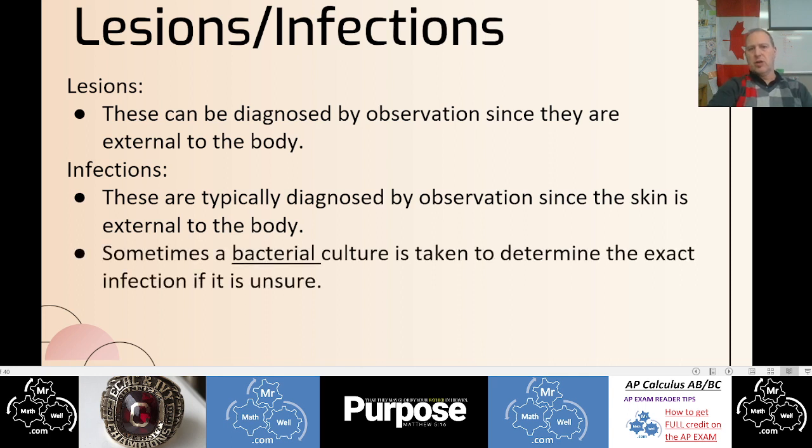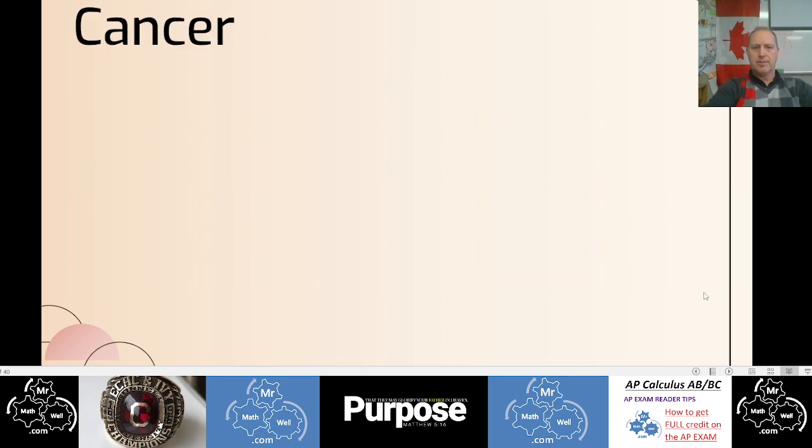Sometimes a bacterial culture is taken to determine the exact infection if we're unsure. So a doctor may take a culture or like a swab. They might just kind of rub a Q-tip or something on your infection and then stick it in a tube or a bottle and then send it away. The lab will do some tests on it to decide what kind of infection it is and how to best treat that.